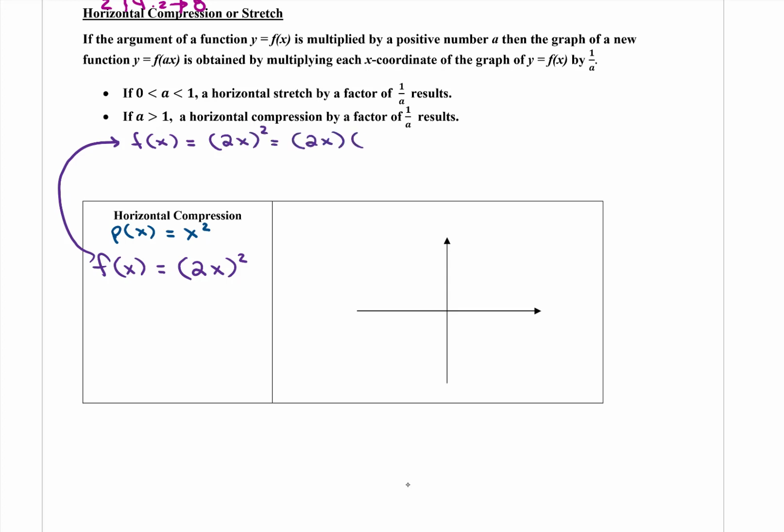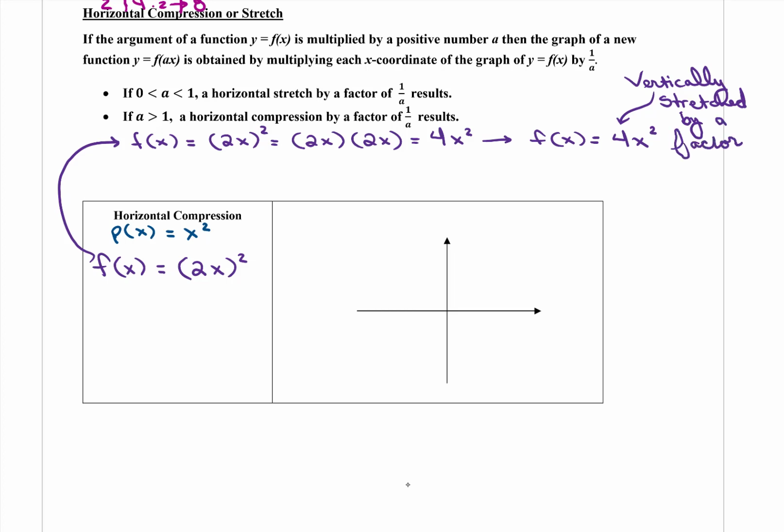Now, I just want to mention that f of x equal to 2x, all of this being squared, is the same as 2x times 2x, which is equal to 4x squared. If we were to write it this way, based off of what we just learned, this means that f of x is equal to 4x squared, which would represent the same thing as a vertical stretch. It would represent that the parent function is being vertically stretched by a factor of 4.